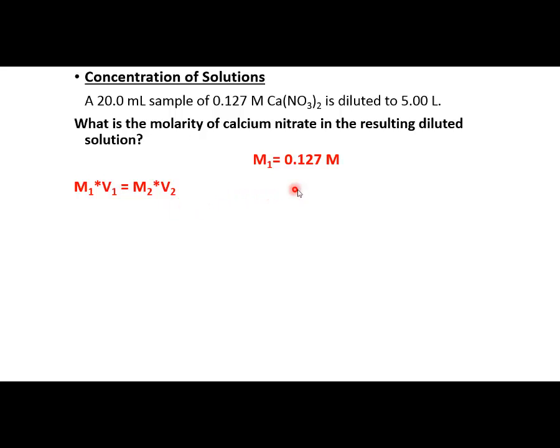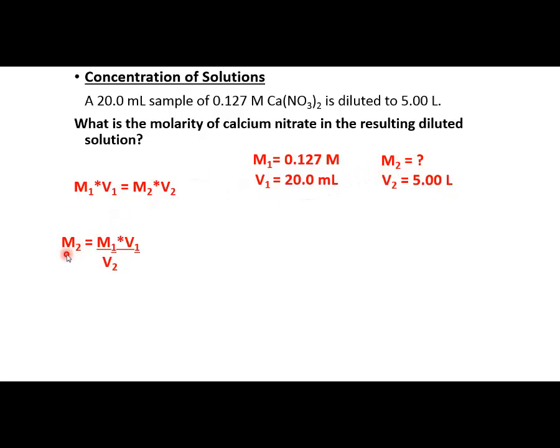My initial molarity was the 0.127 molarity of the calcium nitrate. The initial volume is 20 milliliters. The final molarity is what I'd like to find out. What is my final molarity once I dilute this initial 20 milliliters to a total volume of 5 liters? Now I'm going to go ahead and divide my 20 milliliters by 1,000 to convert it to the number of liters that I have. I would like the same unit for both of my volume terms.